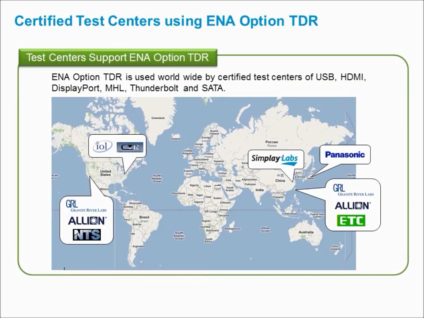Furthermore, many of the authorized test centers have already adopted the ENA Option TDR because a VNA-based solution is more accurate than traditional solutions with its least traceable calibration, and it results in better repeatability and reproducibility, R&R, of the test. When looking for an instrument for pre-compliance testing, it is always preferable to use instrumentation used at the test centers to ensure measurement correlation.